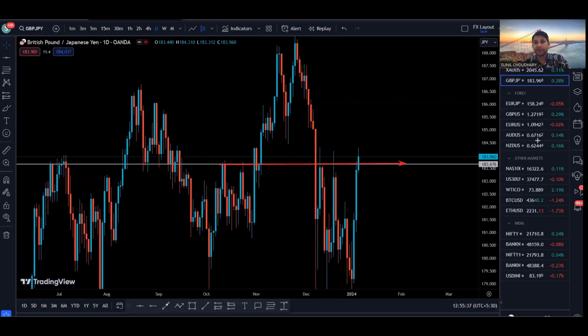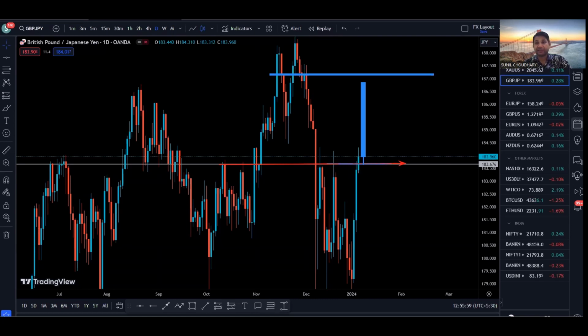So if the next daily candle opens up and grabs the liquidity from this area, then I see a very high probability for the price to fill this wick and then continue going up to this area. This is something I am anticipating on the daily time frame.